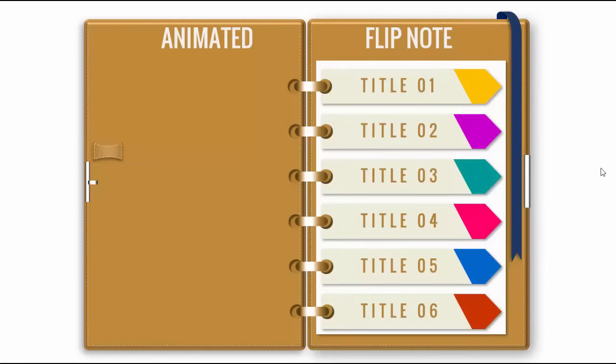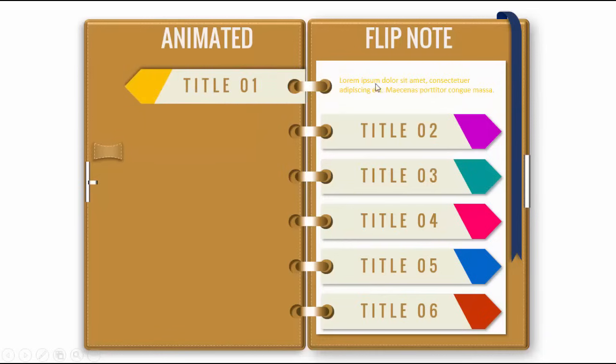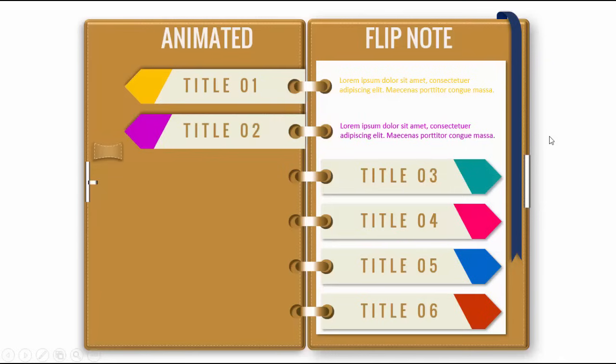Many of my viewers and subscribers have requested me to create more tutorials on animated books. So here I am today with another exciting tutorial. You can see this is called the animated flip note, where there are six options and I have created a ribbon effect there, plus there's a pen holder to hold the pen, and when I click it will show you the title one and it will reveal the information there.